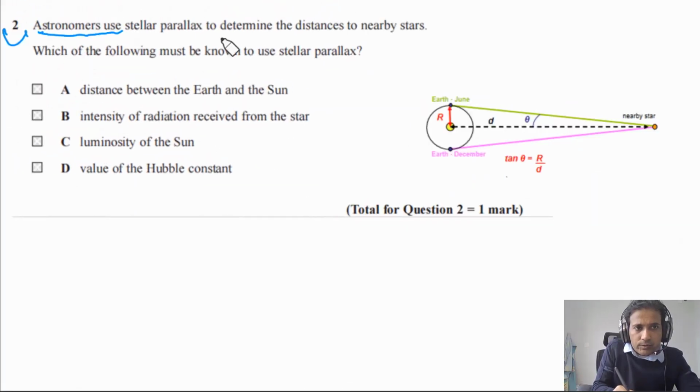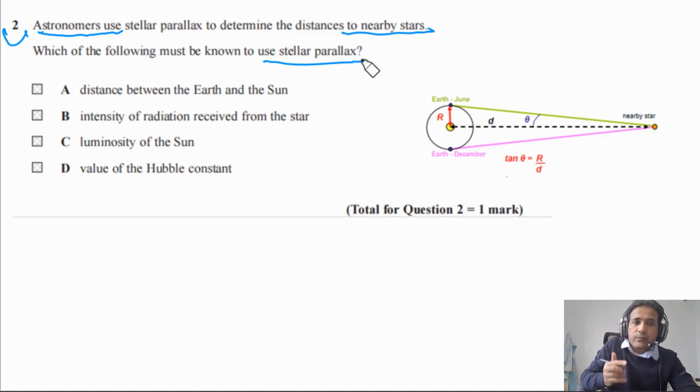Second question says, astronomers use stellar parallax to determine the distance to nearby stars. Which of the following must be known to use stellar parallax? So for this one, if you need to find the distance, we need this angle and we need this distance, the distance from the center of the Sun to the center of our planet. Looking at the options, R is the distance between the Sun and the Earth. We need this distance, so the answer should be A.